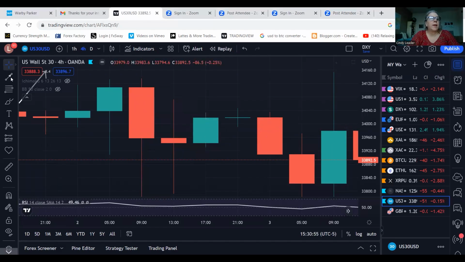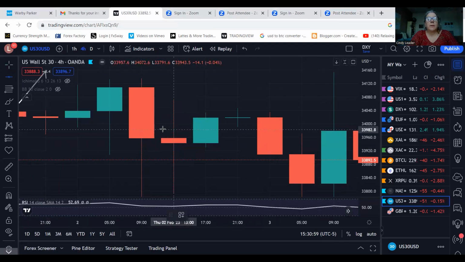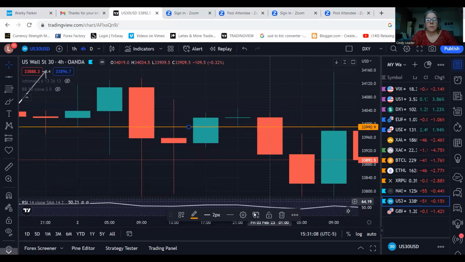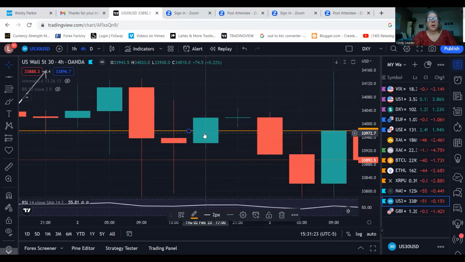So this candle opened. Let's see if we can identify it. Let me grab a horizontal line. So this candle opened, and we're looking at this white moving number right here on the side that's going up and down. Let me just mark it. That's an interesting color. Who picked that color? This candle opened, it said, at 33,979. This is where it opened. Okay, that's cool.